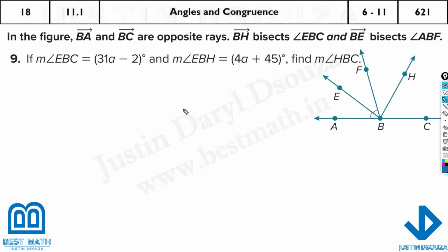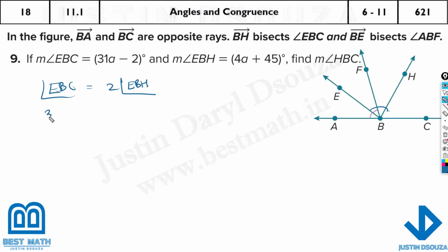What about this problem here? EBC is given, the total angle is given, and EBH is given. Now it's the same thing, just like what we did just now. EBC will be equal to 2 times EBH. Why? Because EBH is equal to HBC. So we can just find EBH and that is HBC.